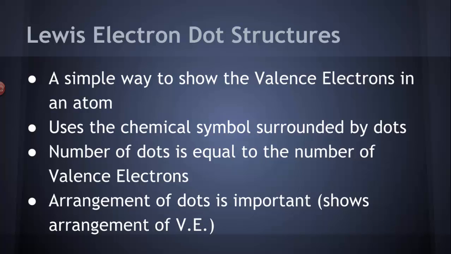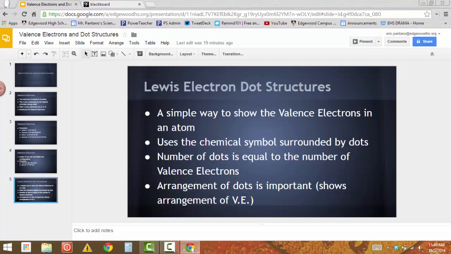Now, the important thing about the dot structure is that the way I write the dots is very important, because it has to reflect the actual arrangement of valence electrons in their orbitals. And I'll show you what that looks like in just a second. Okay, so let's take a look at an example. We'll use chlorine as an example. Chlorine's a good one. Chlorine has the symbol Cl.